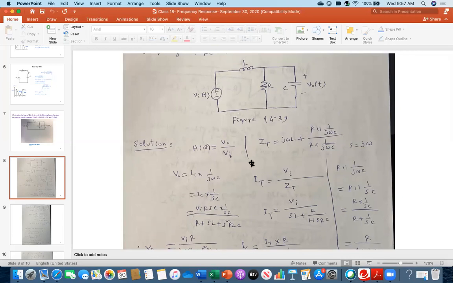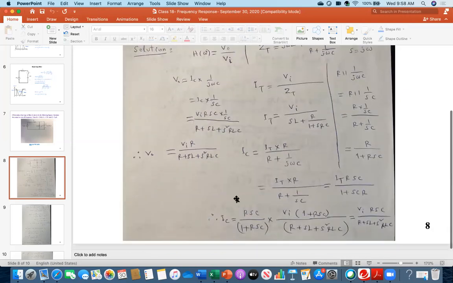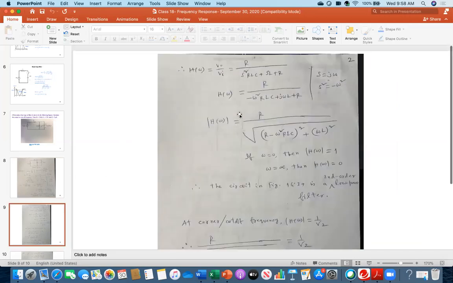So what I did, in summary, is that I first found out the total impedance, and then I found out the total current here. And then I calculated the current flowing through, say, C, and I multiplied by its impedance. And then I have reached this line finally. And then from there, I am going, because V naught over Vi, that is your transfer function, that I have written down here, V naught over Vi.